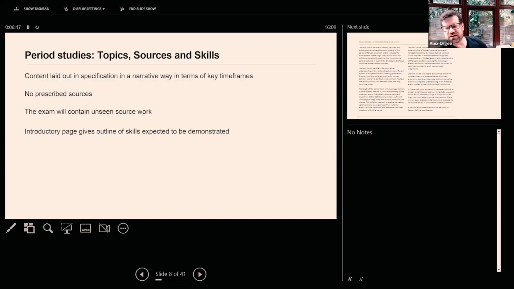So I'm now briefly going to talk about how you would go about, at a very high level, teaching both the period study and the depth studies, and the differences between the two.